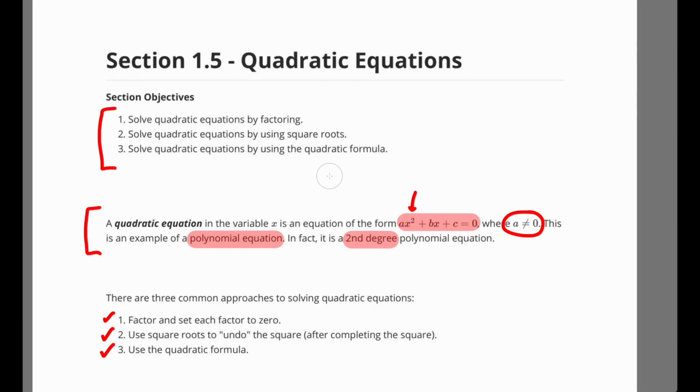So that's a video on solving quadratic equations by using factoring, square roots, and the quadratic formula. Hopefully that gives you an idea of how to solve quadratic equations. If you have any questions about anything in this video, let me know.